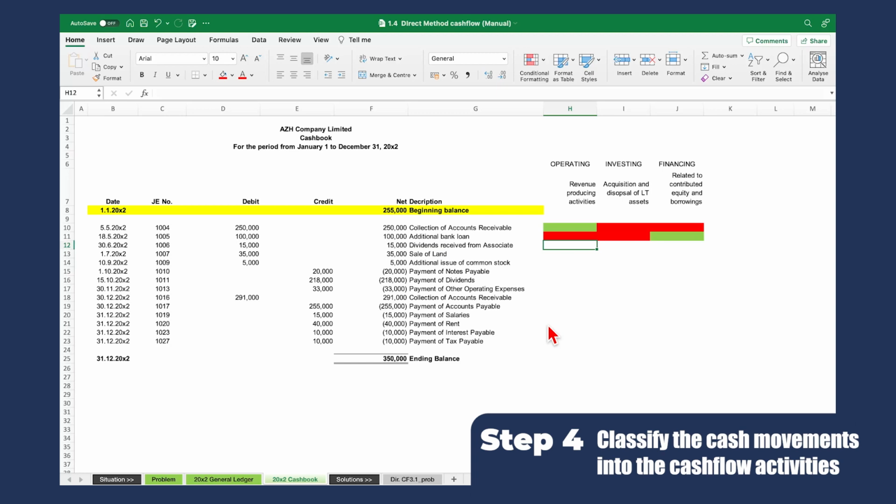Dividends received from associate, we received 15,000 debit, which means that our investment in associate declared dividends in the amount of 15,000 and we received it in our bank account. From the name itself, it is an investment in associate. So it is a long-term asset of the company. So it falls under the investing activity.